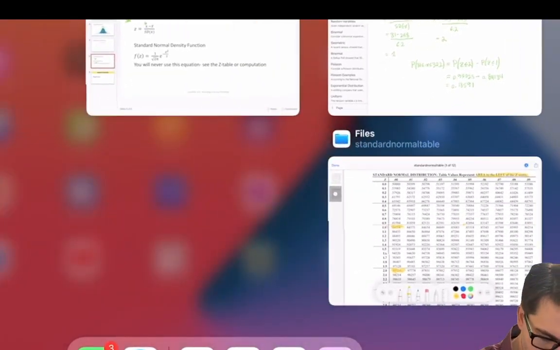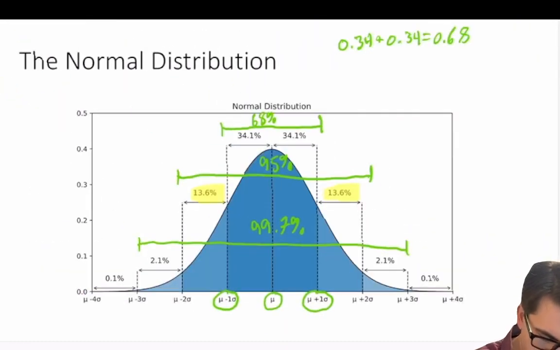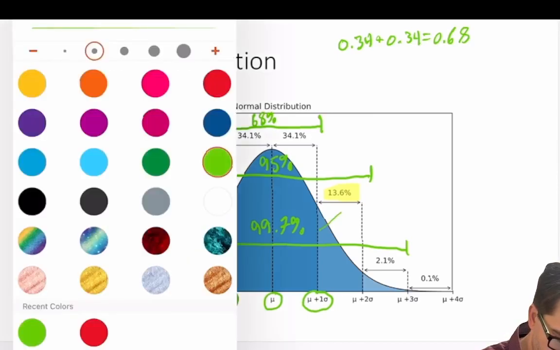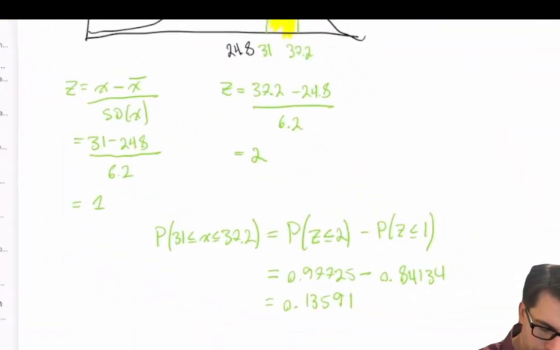0.1351. We'll go back to our graph here. It's very close to 13.6. In fact, you would round that to 13.6%, and that is exactly this region that we just calculated right here. So between +1 standard deviations and +2 standard deviations, I'm showing you that you could have hacked it using this knowledge of your normal distribution, but we decided to practice calculating the z-scores.